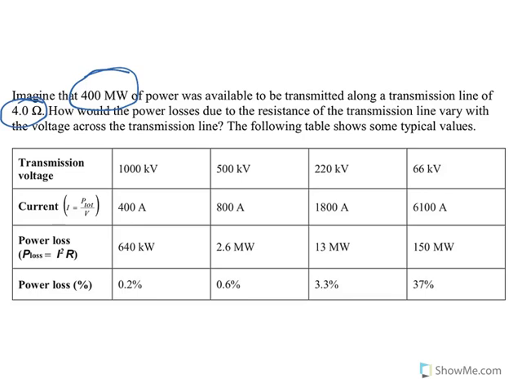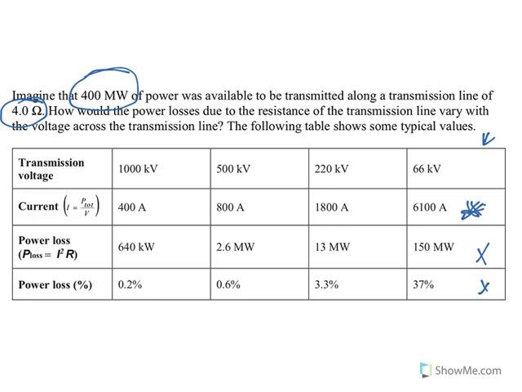Alright, so when we look at it, and I probably put this in the wrong order really, if you use 66 kilovolts, so 66,000 volts, as the transmission voltage, you get quite a high current, you get a big power loss, 150 megawatts. So you're actually losing 37% of your power in the wires because of this high current.